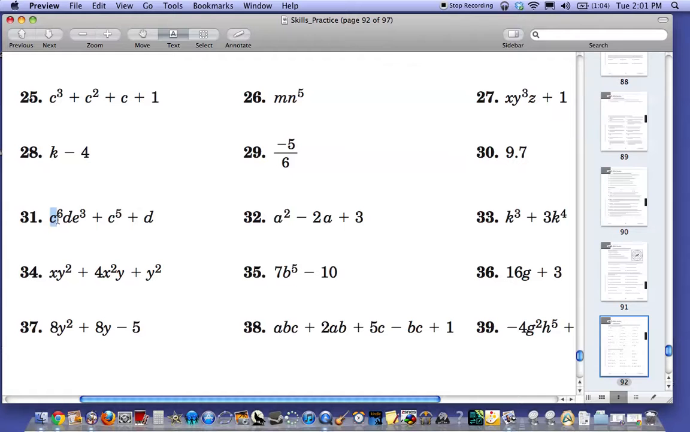If we take a look at 31, this one's going to have a degree of 10 because you have a degree of 6 on C, you have a 1 on the D, and a 3 on the E. So you have a total of 10.